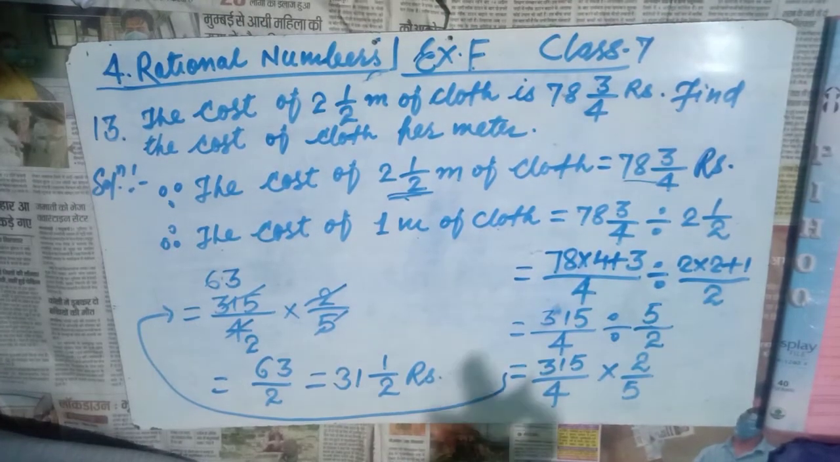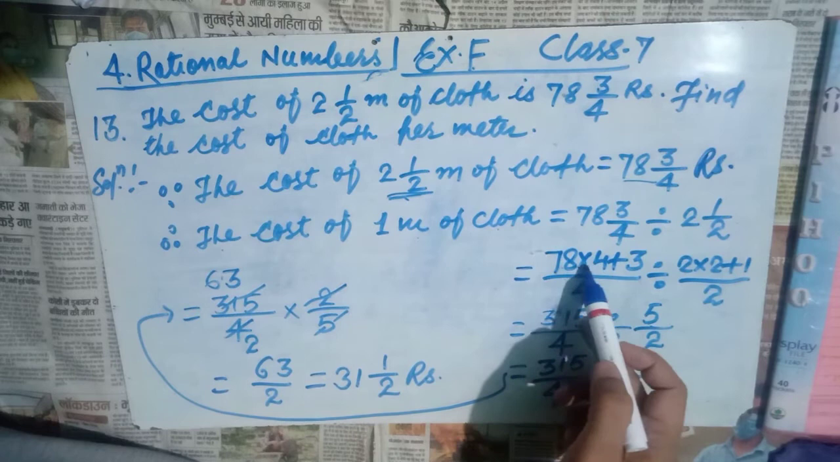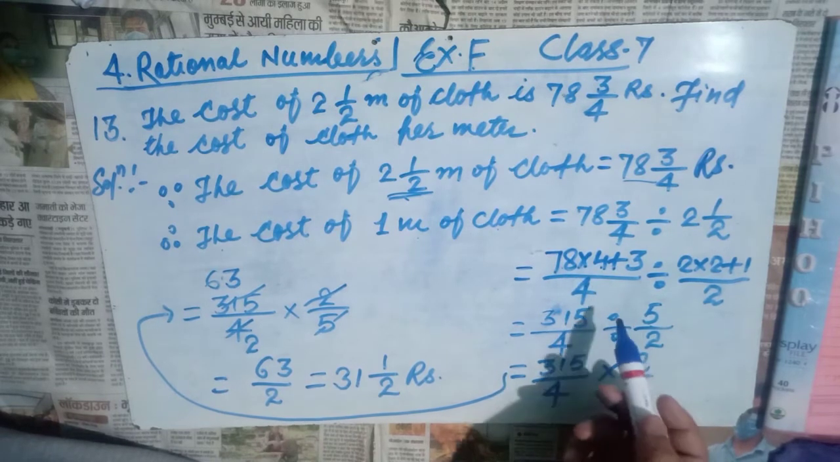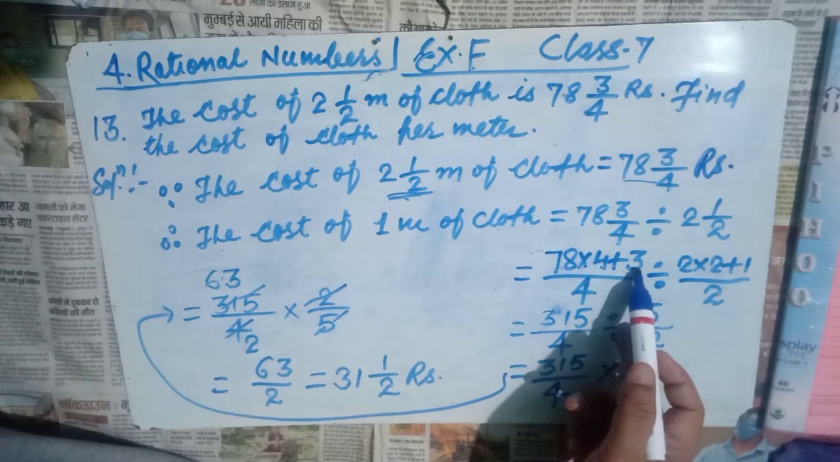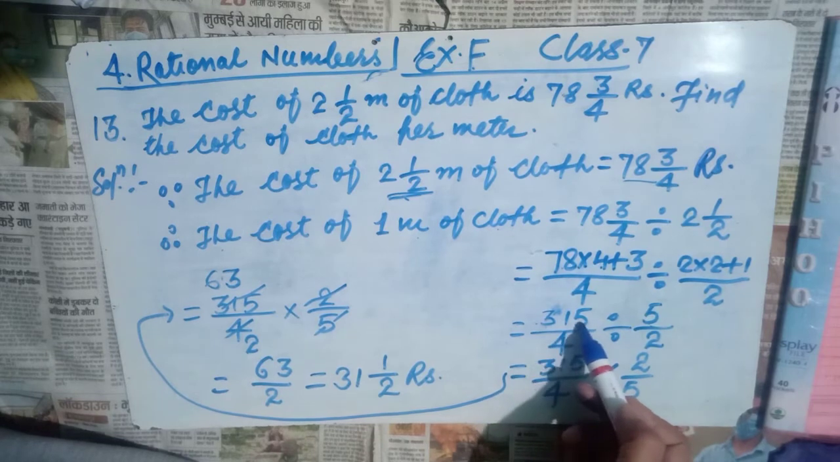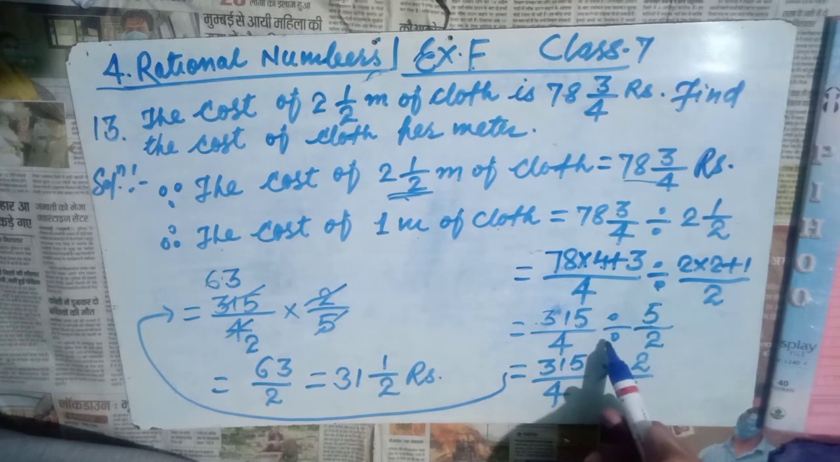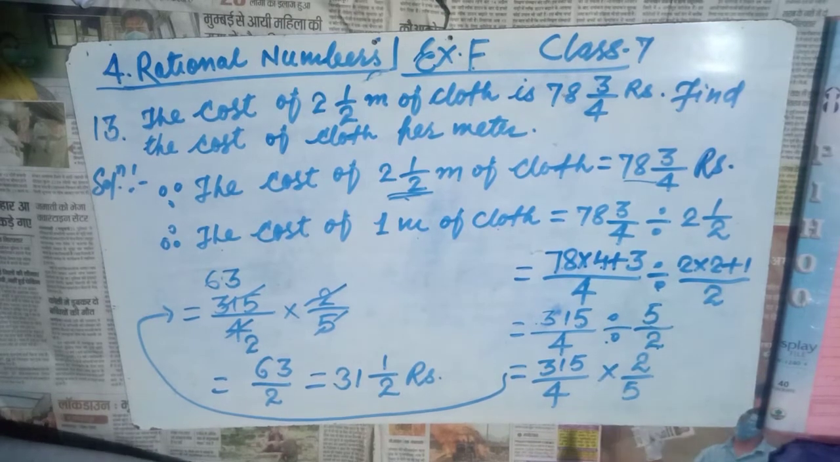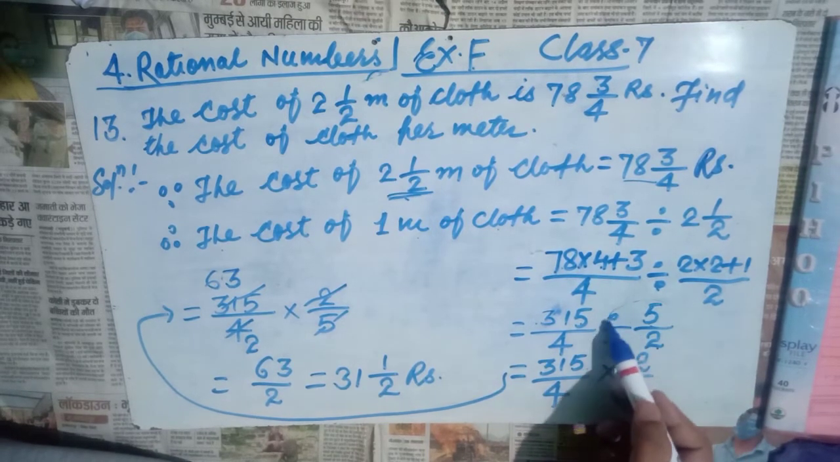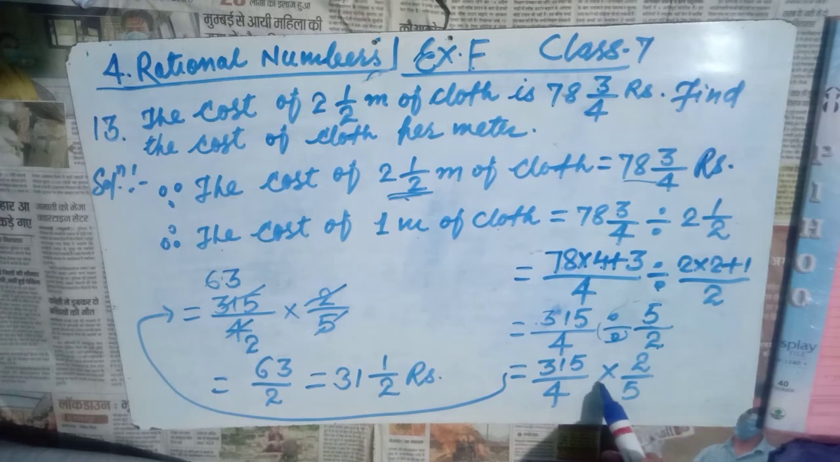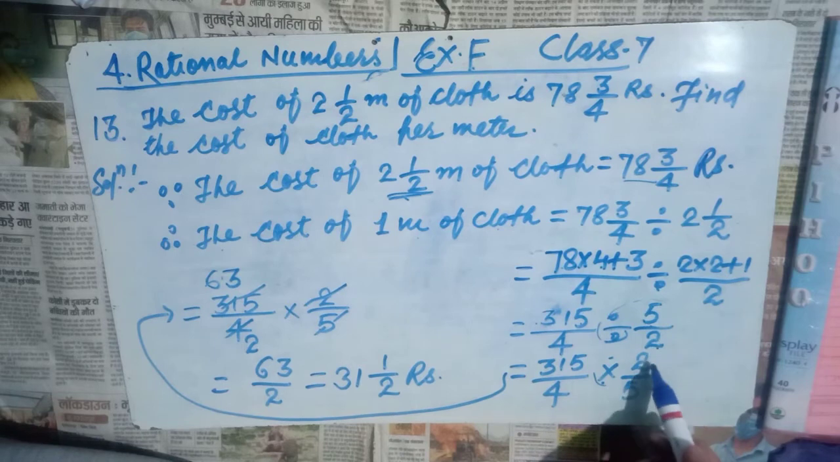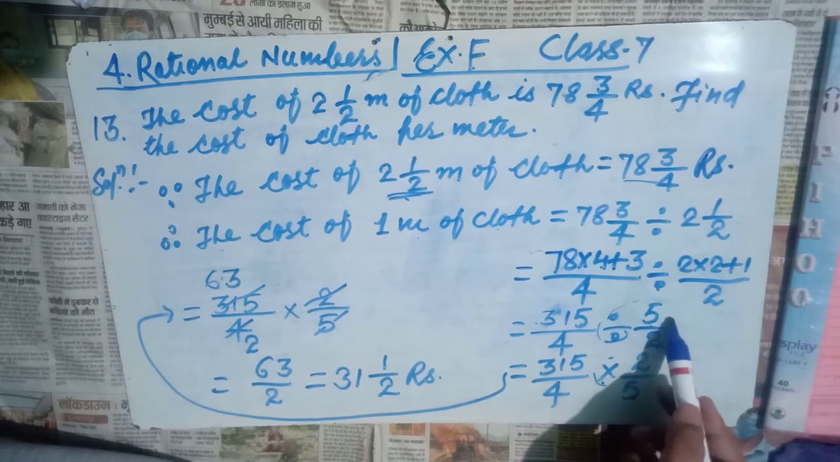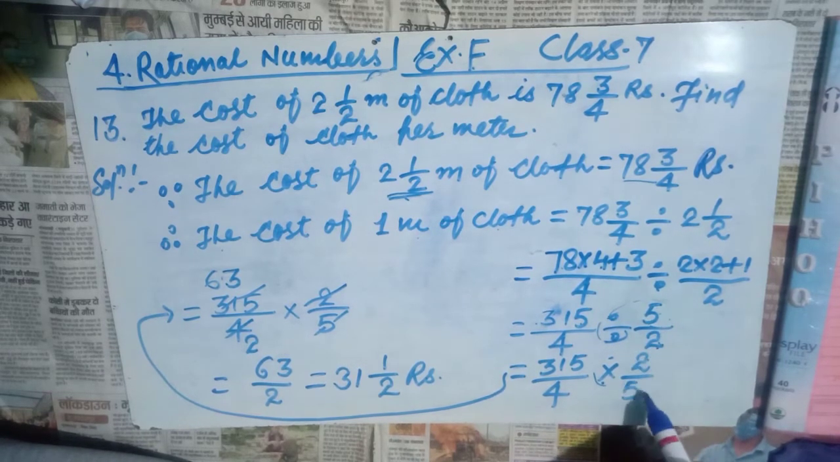Now see friends, if you multiply 78 by 4 and add 3, then 315 is here by 4, divided by, here division, and 5/2. Okay, now this is the multiplicative inverse. If we change this operation to multiplication, that means we have to change this to 2/5. Here 2 goes up and 5 comes downwards, that means 2/5, the multiplicative inverse of 5/2, okay.